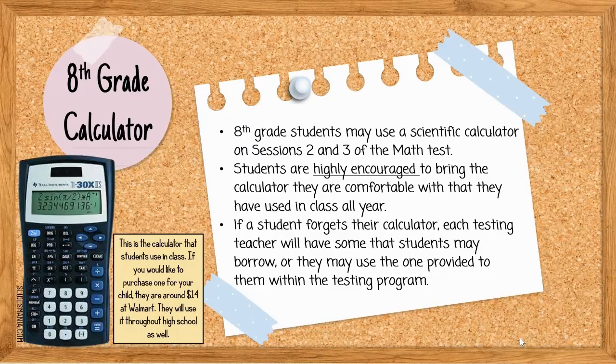Let's talk about calculators. 8th grade students are allowed to use a scientific calculator, like the one shown, on sessions 2 and 3 of the math test. They are encouraged to bring one that they are familiar with, but they may borrow one if they forget theirs. These calculators are around $14 at Walmart, so it may be a wise investment to ensure they have one for their personal use, and they'll use it in high school as well.